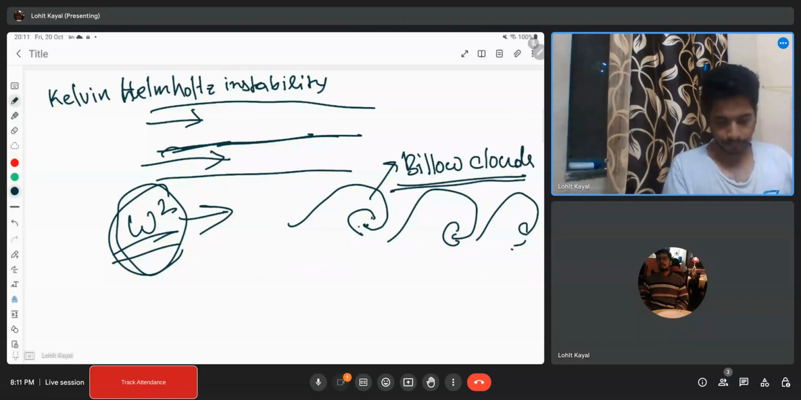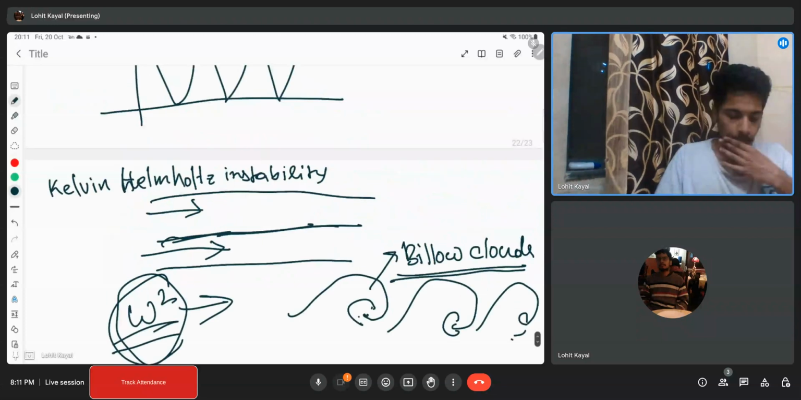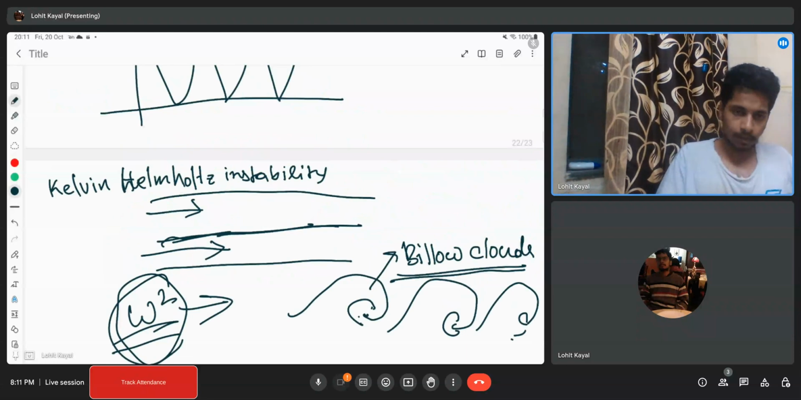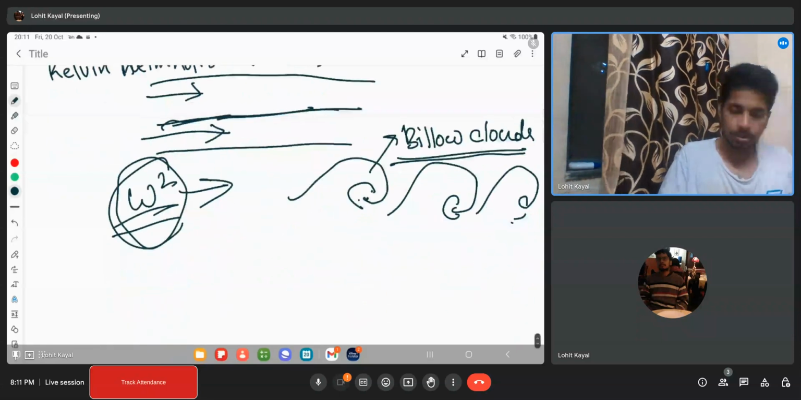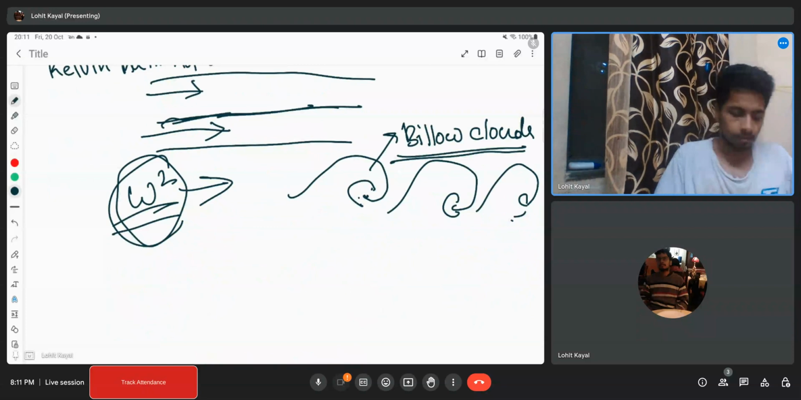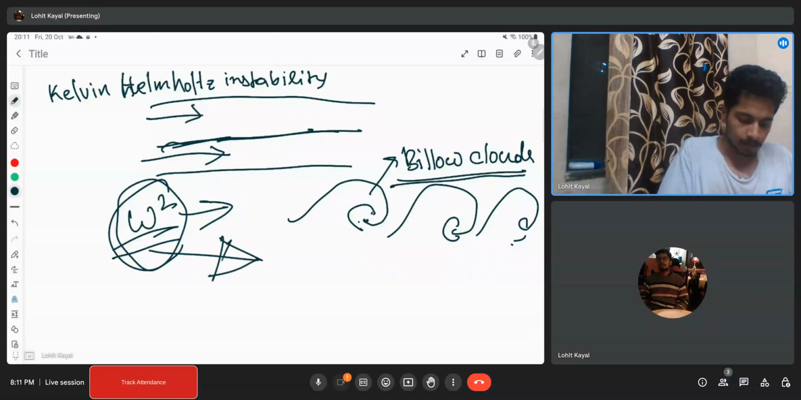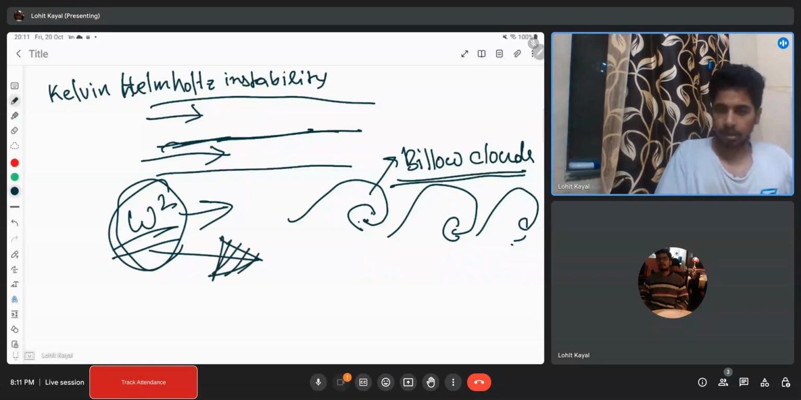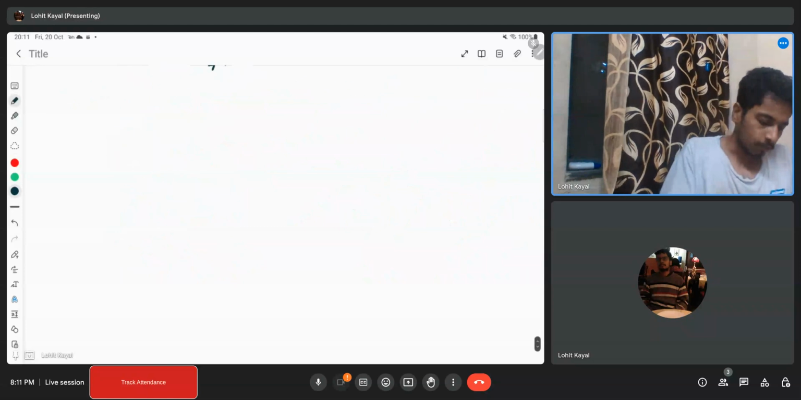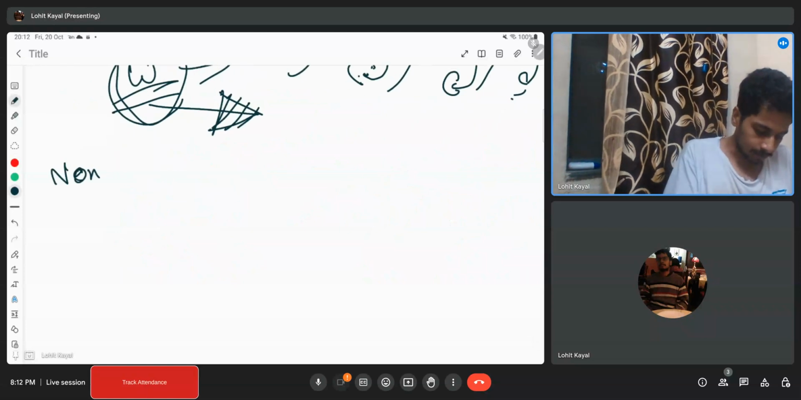That's all about the Kelvin-Helmholtz instability. There are some questions in the assignment and the solutions are also provided, so it will be easy for you to understand. All the questions can be solved from this dispersion relation. And we have also talked about the non-linear waves.